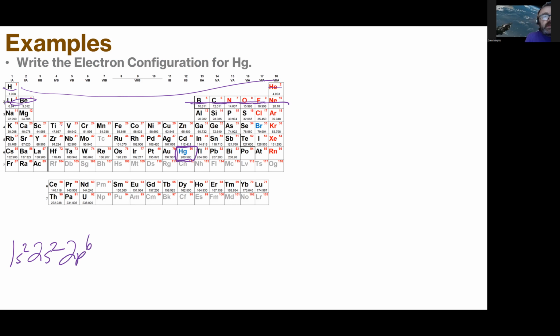And then you get this 3s2, 3p: 1, 2, 3, 4, 5, 6. Okay, now we're down here. There's 4s2. Okay, now we're going to pause.